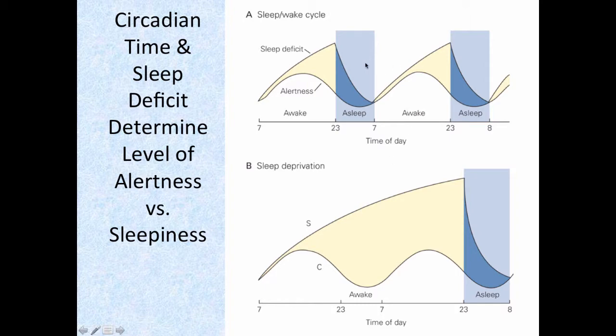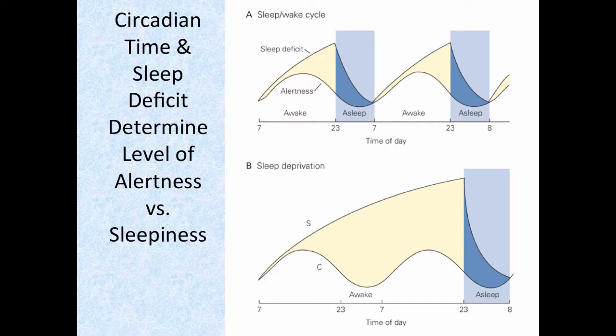So in these graphs, starting up here with graph A, we see two lines drawn here, the one on the bottom and the one on the top. And the one on the bottom represents our level of alertness, while the one on the top represents our sleep deficit. Okay? So alertness, how alert or awake we are, how alert we feel. And our sleep deficit is really how many hours it's been since the last time we slept.